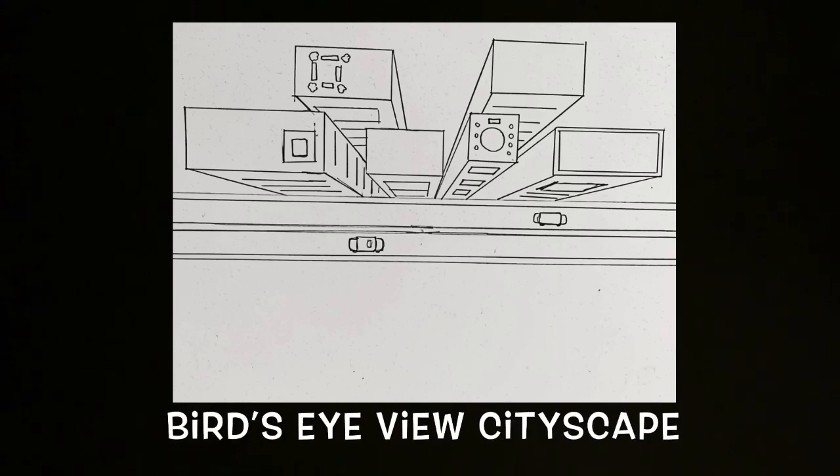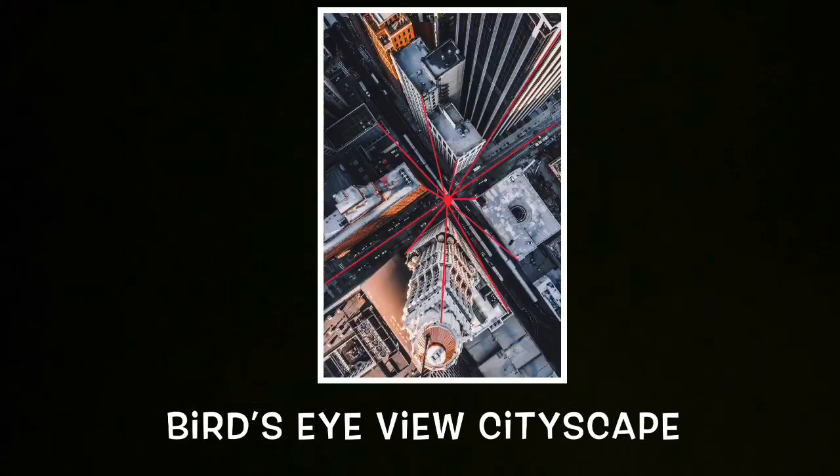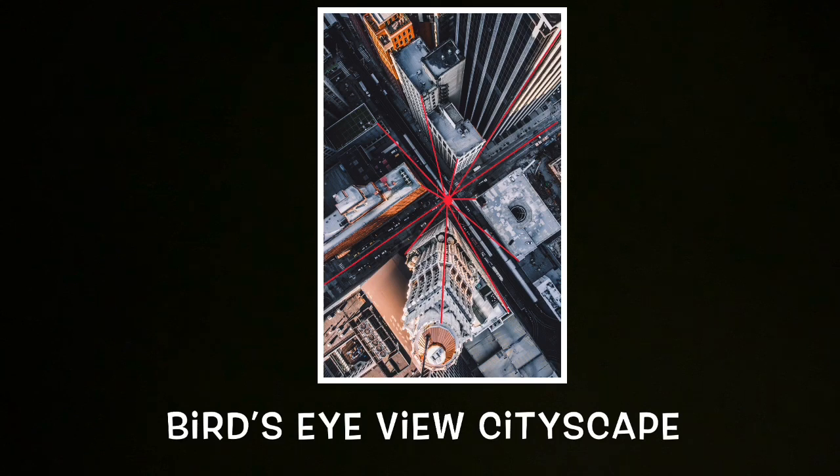In this video, I'm going to show you how you can create a bird's eye view cityscape using a vanishing point and some perspective lines. As you can see in this photograph of a city, it's taken from above, from the bird's eye view, meaning we're above our subject, our city, and you can see the tops of buildings which have the different shapes.